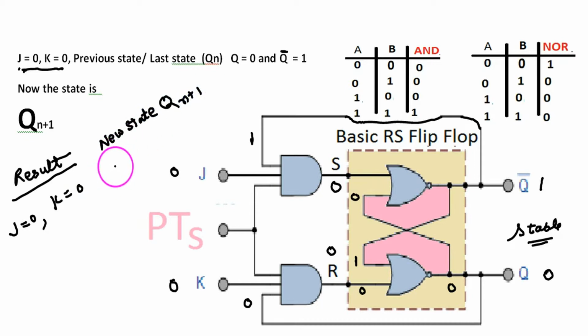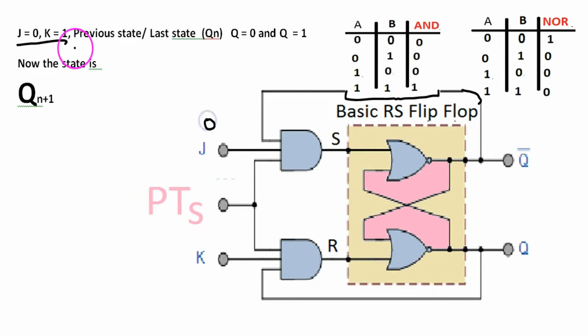The new state is Qn+1 and the previous state is Qn, because Qn is previous and Qn+1 is new. So the new state will be the previous state. Now let's think about J=0, K=1 and the clock is high, and the previous state is Q equals 0 and Q complement is 1. This 1 comes here, this 0 comes here. So 1, 0 means 0.